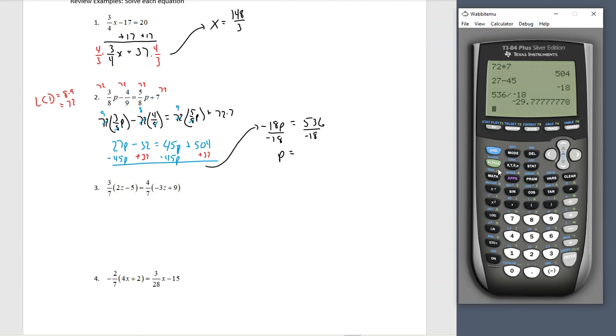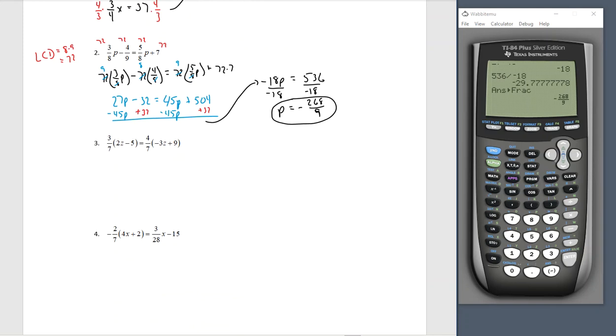Whenever this happens, we can use the math button, turn it into a fraction, and we find that we can divide each of these by 2. We'll have negative 268 divided by 9. P-value. There we go. So we don't want the decimal. The decimal is not going to be a good answer, particularly for my students using WebAssign. We'll want the exact answer in fraction form.